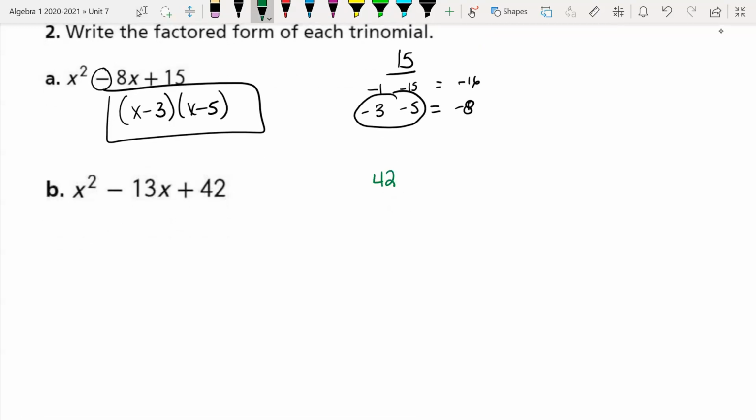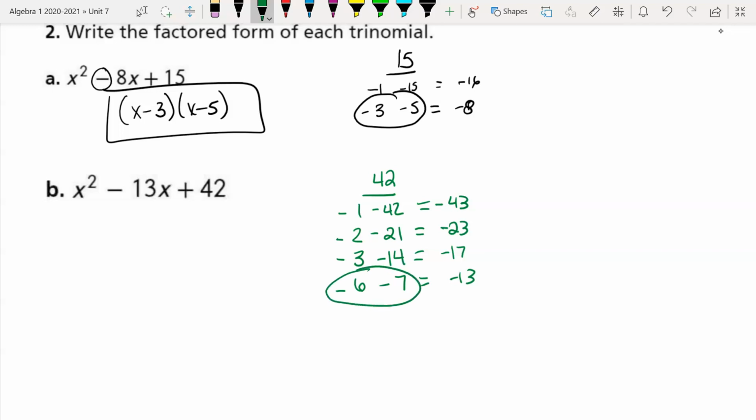So then I would go to 42. 1 and 42, 2 and 21. 3 goes into it 14 times. 4 does not. 5 does not. 6 does. Notice I want them all to be negatives because it's going to be a positive when I multiply, but when I add, I want it to be a negative number. And this pair right here adds up to that negative 13 that you're after. So it's going to be x minus 6, x minus 7.